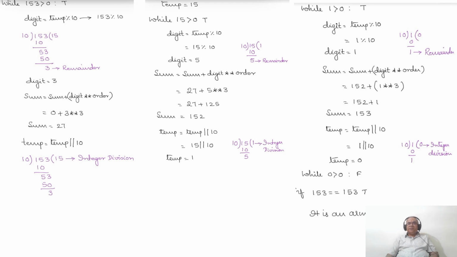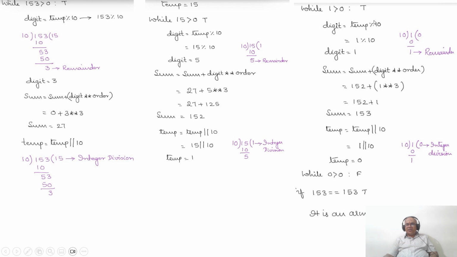Then while 1 is greater than 0, digit is equal to temp % 10. That means 1 % 10. When you try to divide 1 by 10, 10 zeros are 0, so you get 1 as the remainder. So digit becomes 1.